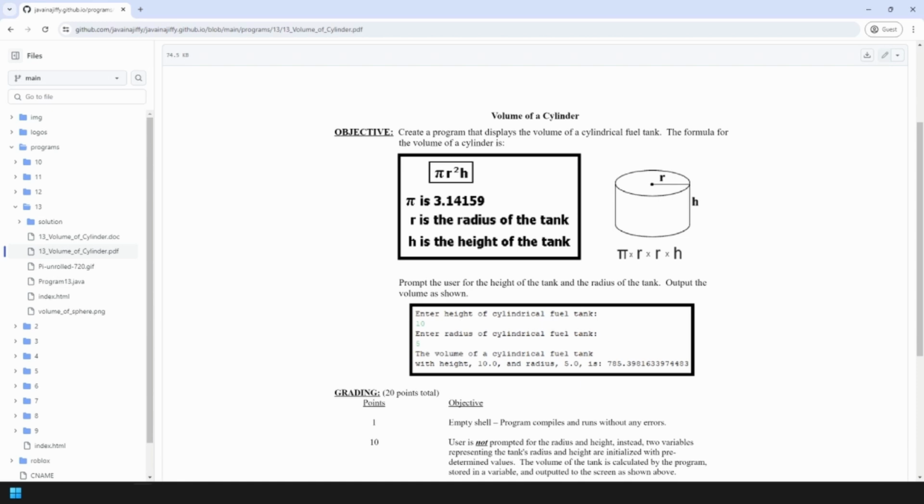As always, to begin working on this program, first create a new workspace for Program 13, by following the instructions in my video with the title Create a New Programming Project, or watching the solution to Program 2. To view additional materials and the solution code for this program, visit the Java in a Jiffy website at www.javainajiffy.com/programs/13.